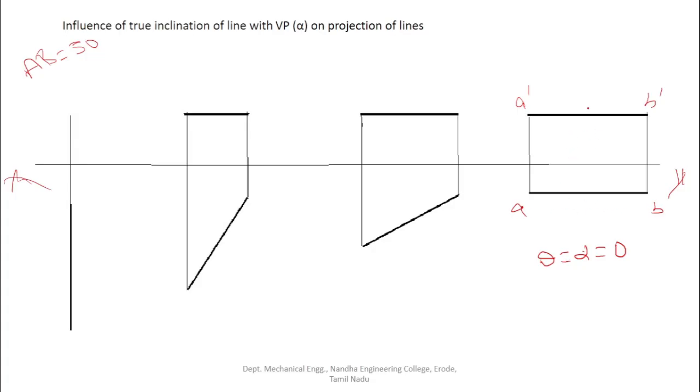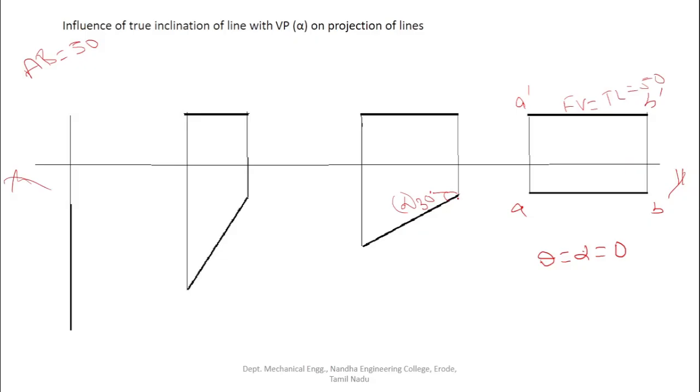Now here we are going to analyze the effect of alpha in the projections. Here the front view length is equal to the true length, 50 mm, because the line is parallel to the VP. Now the line is making theta degree inclination to the VP. The theta degree is nothing but alpha, the inclination of the line with the VP, denoted by the Greek letter alpha.